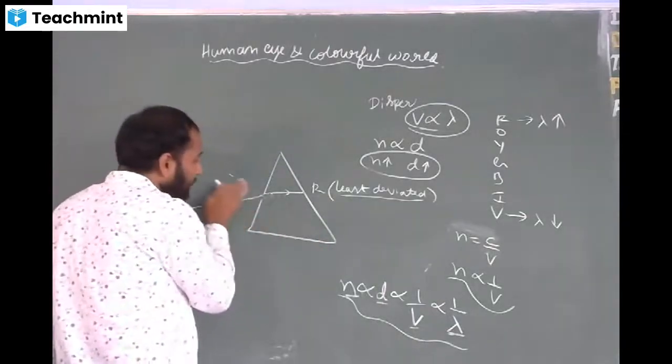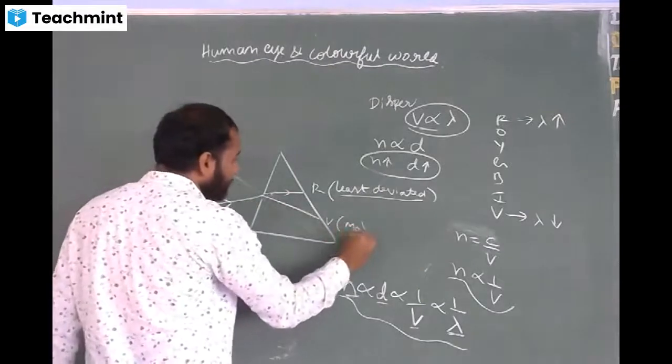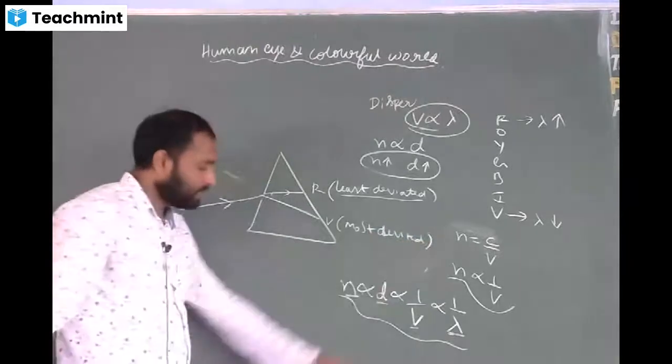Now consider violet colored light. Violet colored light is most deviated. Why is violet colored light most deviated? Same.